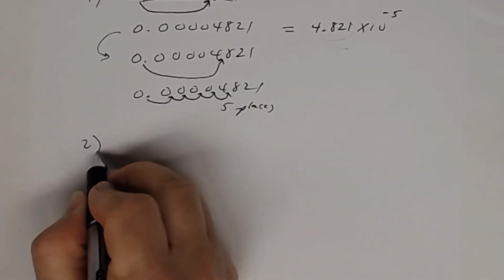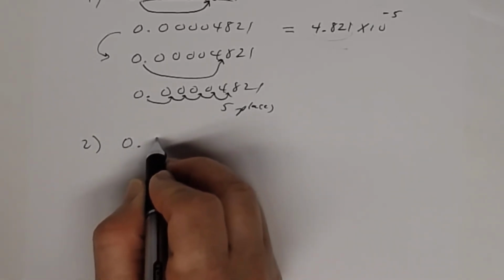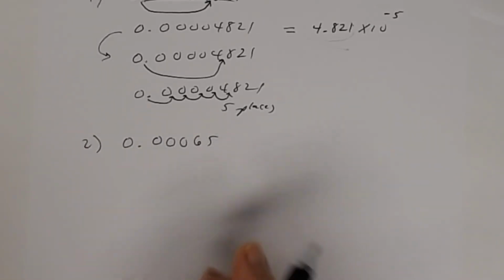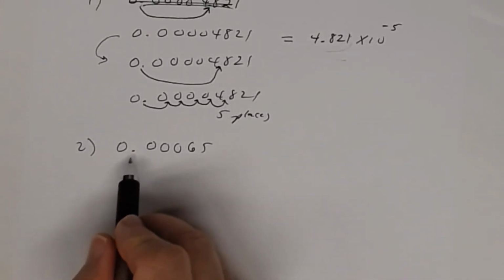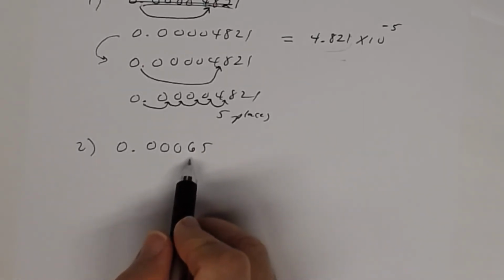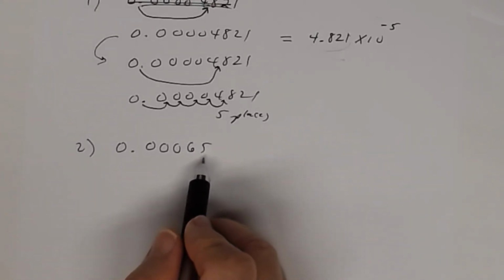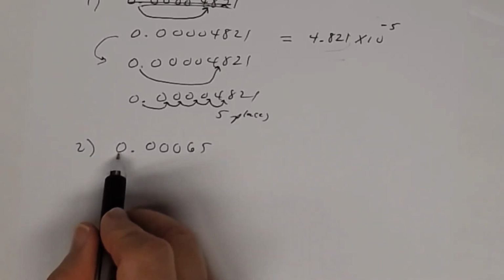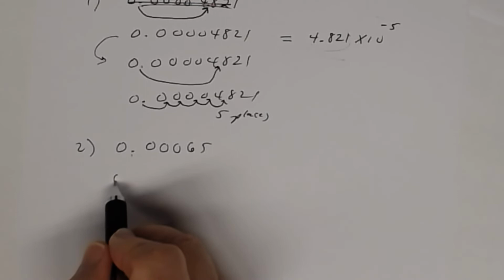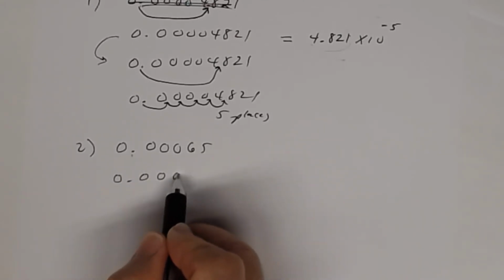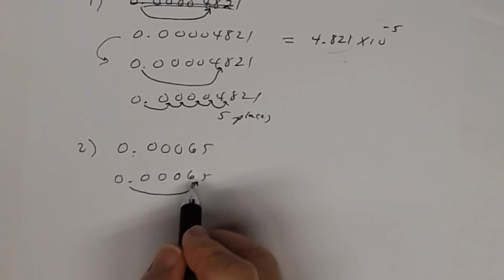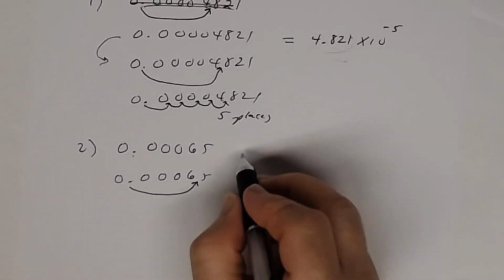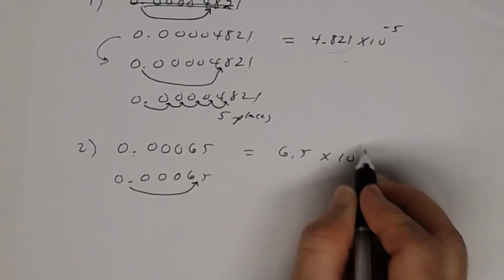So let's do number 2. We have 0.00065, right? Same idea. I want to take this number that's in standard notation and put it in scientific notation. Well, this digit here is 0, so I've got to move the decimal point. I have to move it all the way until there's only one non-zero digit in front of the decimal point. So my decimal point has to be between 6 and 5. So this becomes 6.5 times 10 to a power.